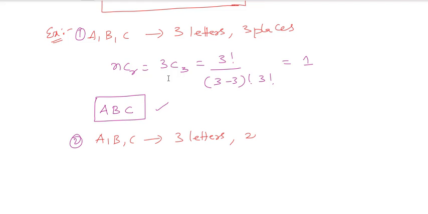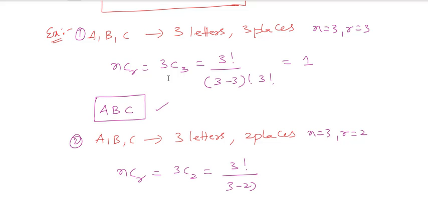Yeah, how will you do it as nCr? Here n is 3 and r is 3, but here n is 3, r is 2. So 3C2 is equivalent to 3 factorial divided by (3 minus 2) factorial into 2 factorial, which gives you 3 factorial by 2 factorial. So you will have 3 into 2 factorial divided by 2 factorial. This 2 factorial will get cancelled. You will have 3 different things. Am I right or not?